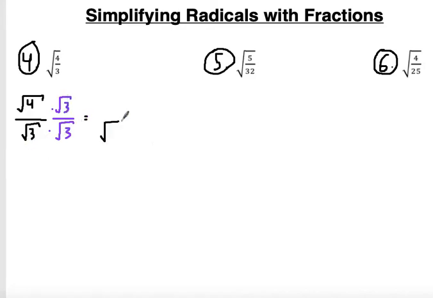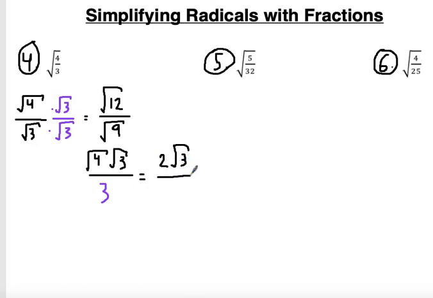3 times 3 on the bottom is 9. 4 times 3 on the top is 12. So square root of 12 over square root of 9. We can simplify a lot of this down. For example, the denominator, square root of 9, is just 3. And the top, we've learned that the square root of 12 you can break down into the square root of 4 times the square root of 3, because 4 times 3 is 12. I chose those two numbers because 4 is the biggest perfect square that goes into 12. Thus, we can take the square root of 4, which is 2. You can't take the square root of 3, so you leave that alone. Then there's a 3 in the denominator.